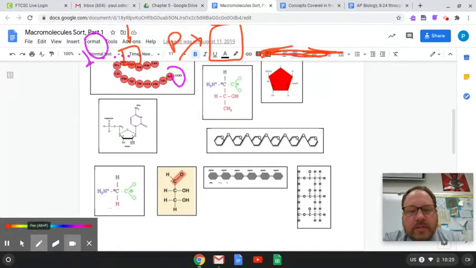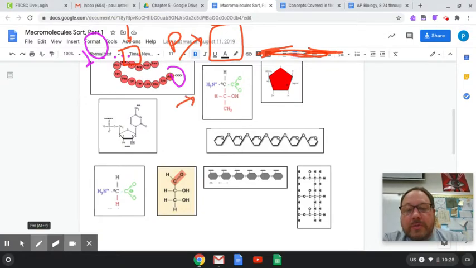Next, this again is looking at a single amino acid. So this goes in the protein category. And this is nice because it's sort of color coded here. There's your amino group. There's your carboxyl group. There's your alpha carbon in the middle. Its hydrogen buddy. And then here is the R group that imparts the chemical characteristics.